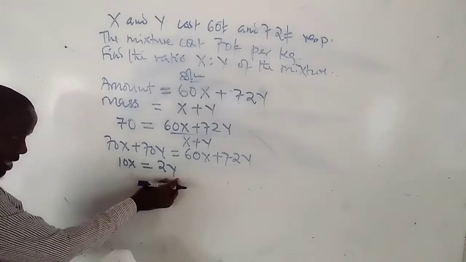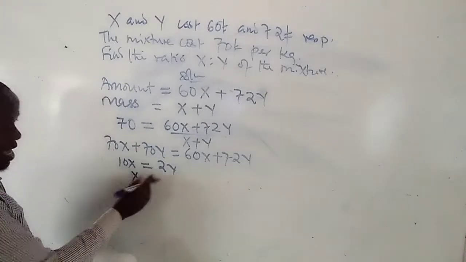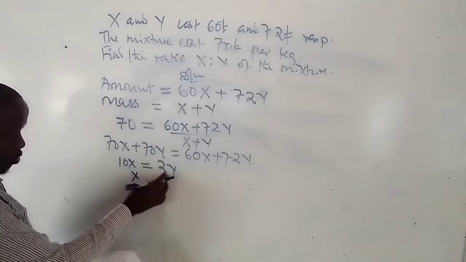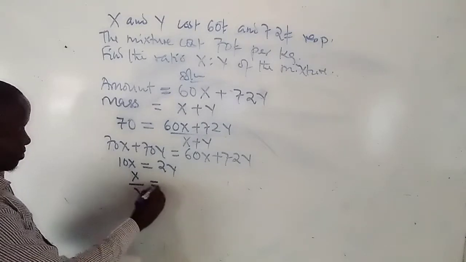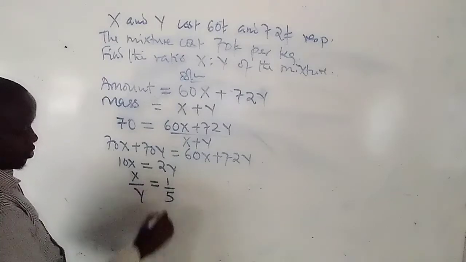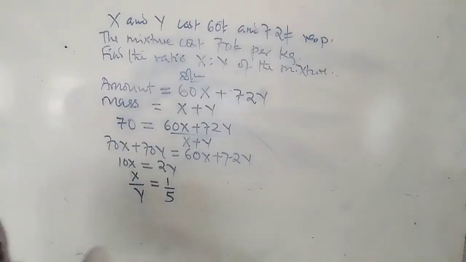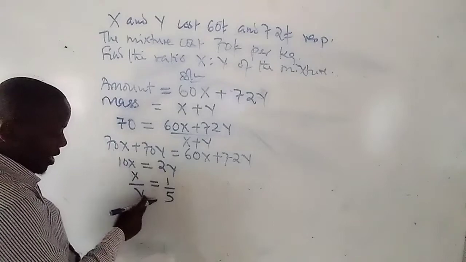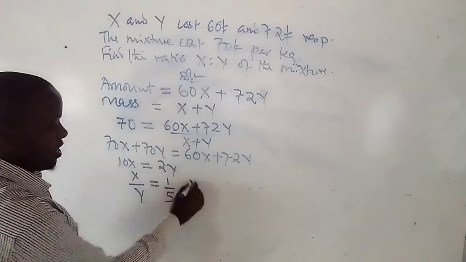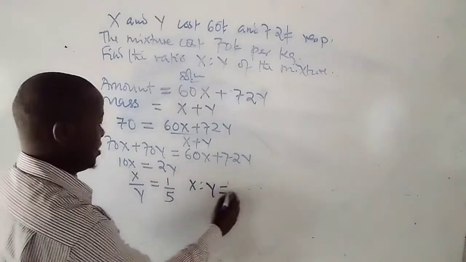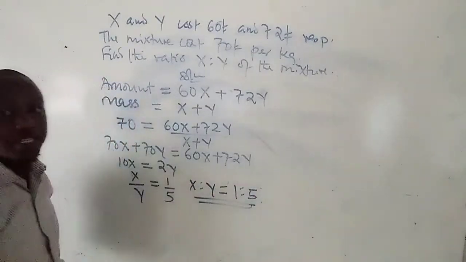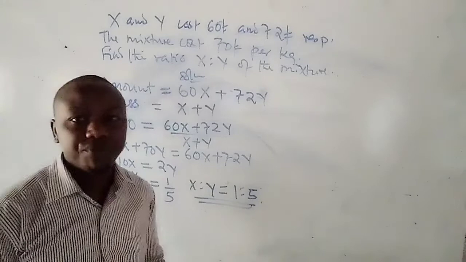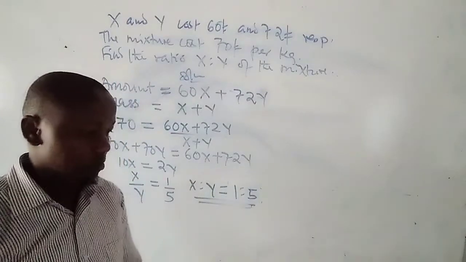We divide through by 10, and we also divide through by y. Dividing through by 10, we remain with x, but this one becomes 2 over 10. Then dividing through by y, y comes here. 2 over 10 becomes 1 over 5. So if x over y is 1 over 5, then x is to y is simply 1 is to 5. And this is the ratio in which the two brands of flour had been mixed.